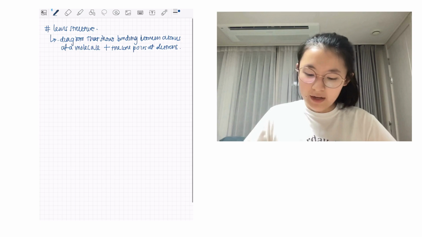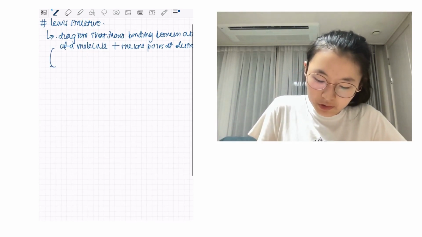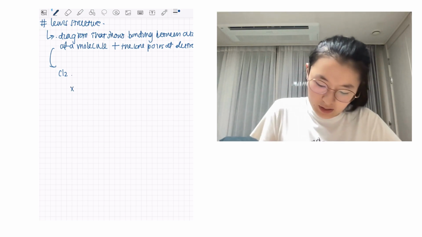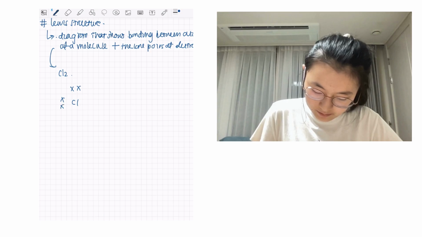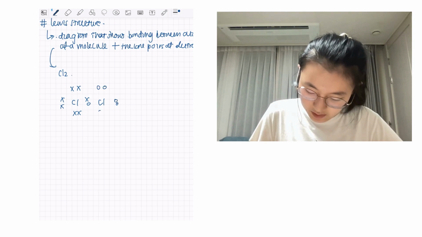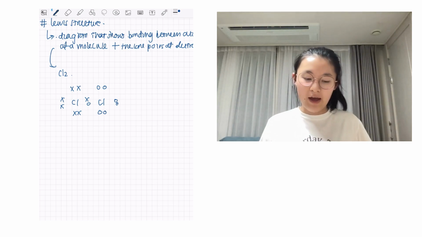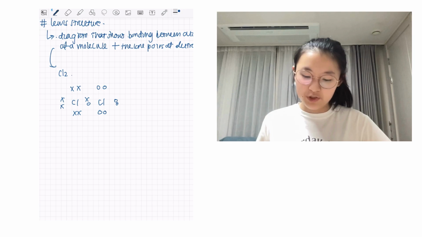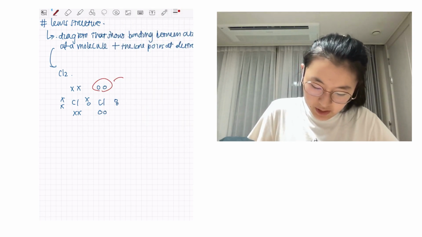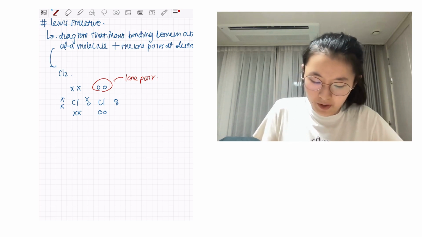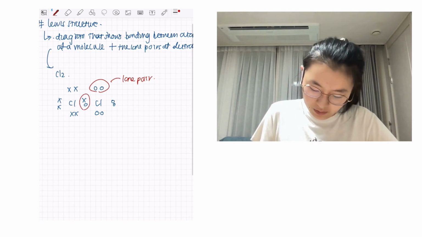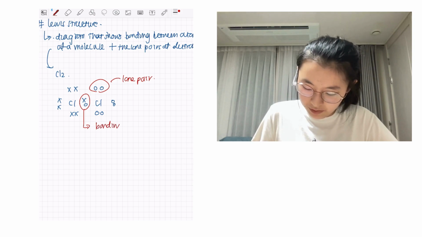So, for instance, let's try to draw a Lewis structure of a molecule that we know very well, the Cl2 molecule. The way that we usually draw it is like this. This is a much more official and detailed version of how to draw a Lewis structure diagram for the Cl2 molecule. And as we can see, we represented clearly the lone pair. By the way, the lone pair is the non-bonding electrons of an atom that's involved in a molecule, such as this. And these we will be calling the bonding pair of electrons.